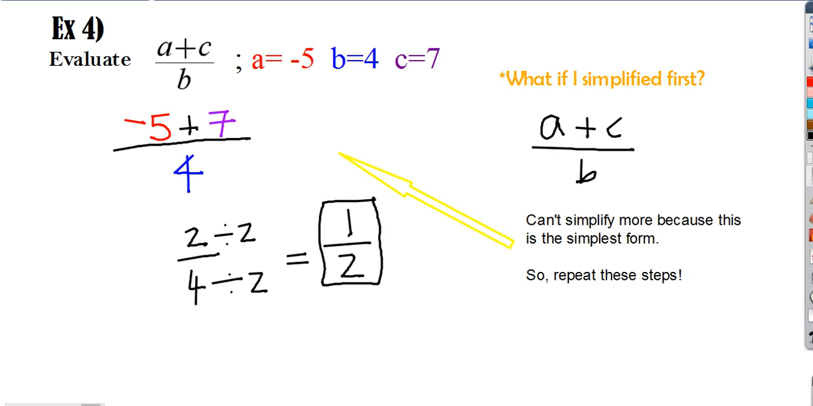Well then, the only way to evaluate will be just going back to these steps. This will be the only way for us to evaluate. And that's the reason why I wanted to show you this example. Sometimes it's already in simplest form so you can't simplify, and you can only go about it by replacing each variable with the numbers.